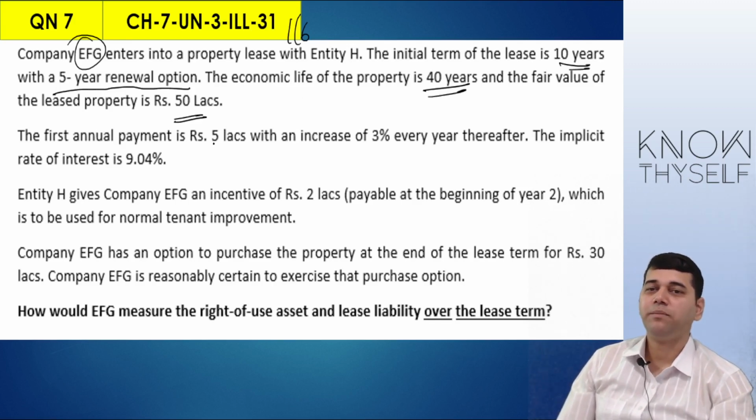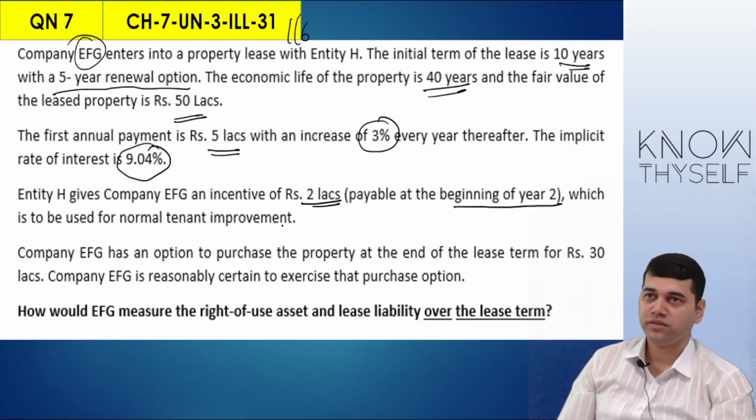The first annual payment is 5 lakhs, with an increase of 3% every year thereafter. The implicit rate is 9.04%. The entity H gives EFG an incentive of 2 lakhs, which is payable at the beginning of year 2, to be used for normal tenant improvement.